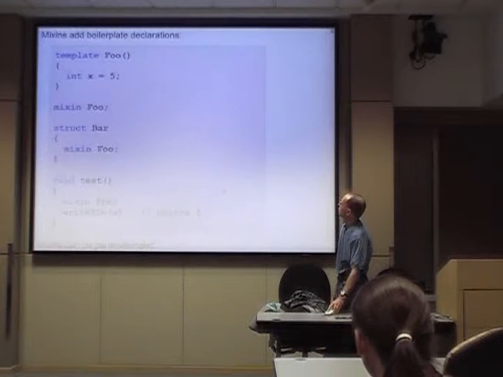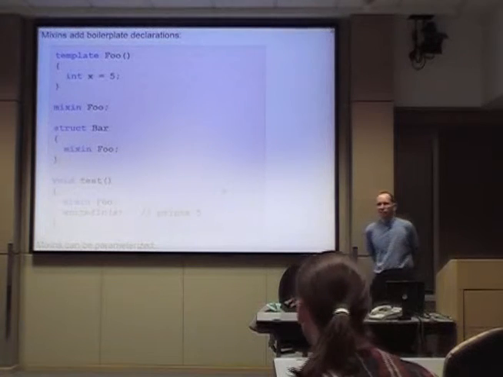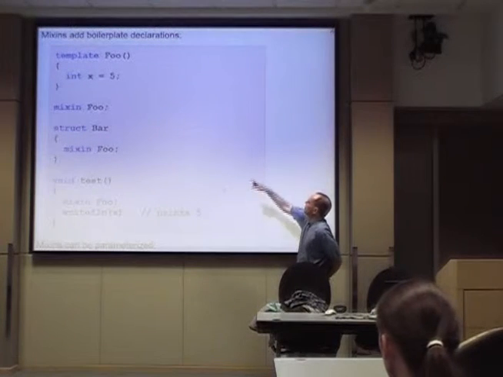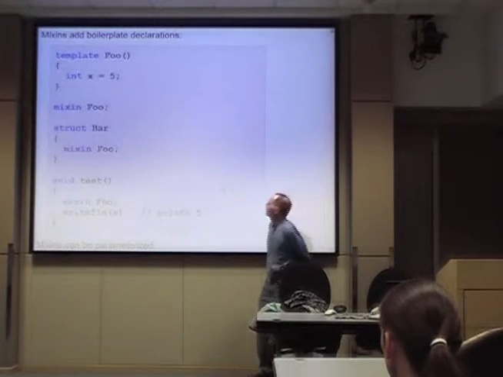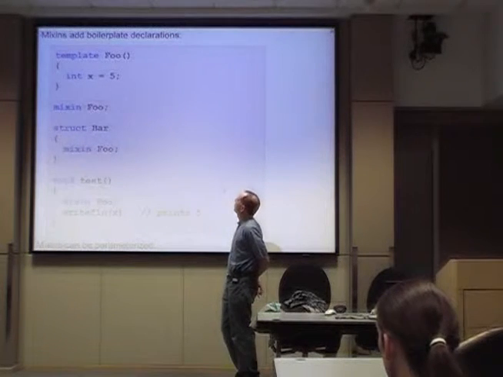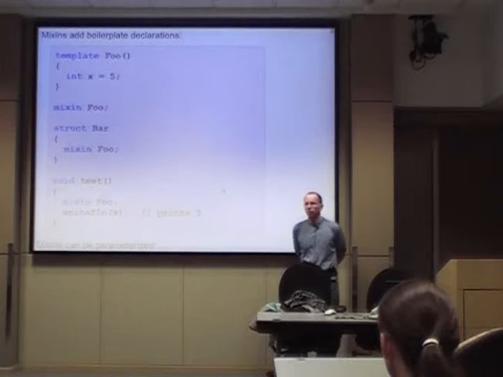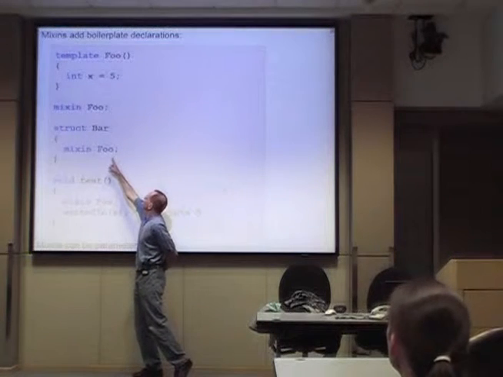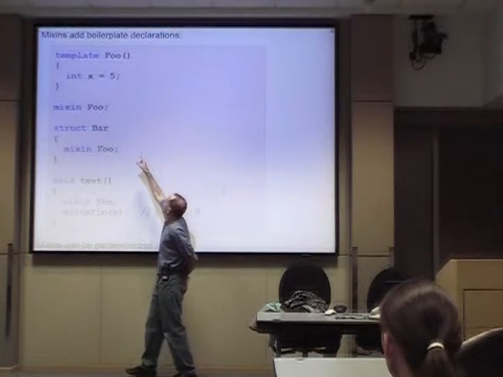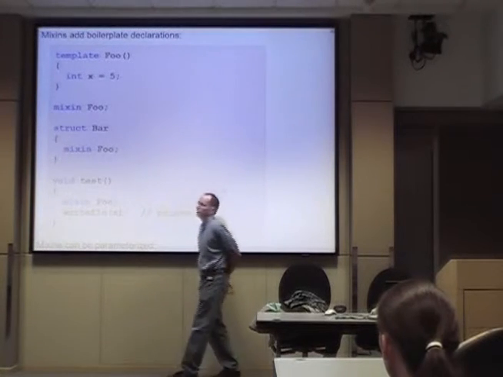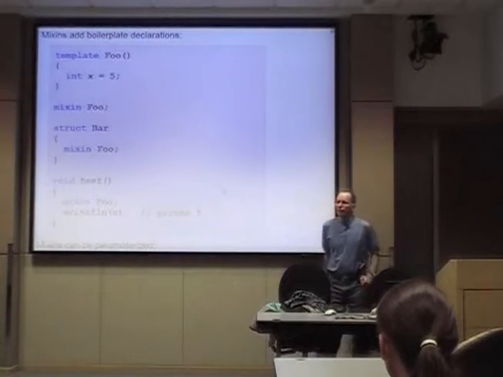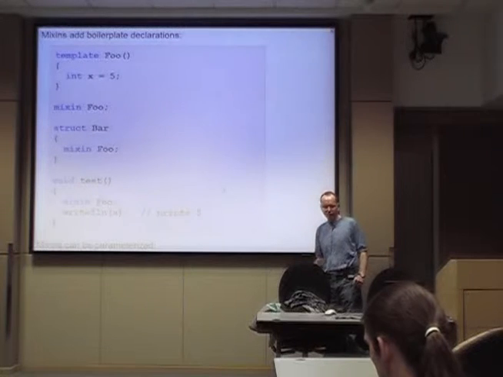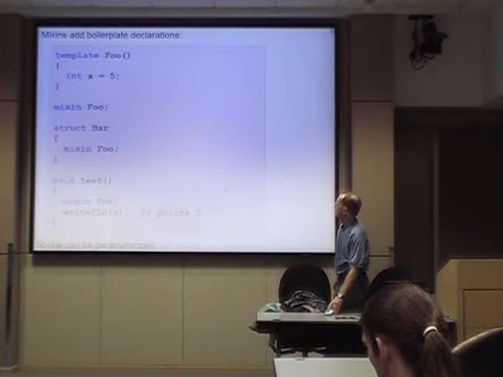Mixins are a way to add boilerplate declarations, and they look a lot like templates. In fact, the syntax is identical to templates. I have a template foo, and I have a declaration in it. And I go mixin foo. And what it'll do is declare an int variable x and set it to 5 in my current scope. Or I can mixin foo in there, and it'll create a field called x, of type int, initialized to 5 for a struct. And the mixins are very handy if you're creating a bunch of boilerplate for a bunch of templates or structs.